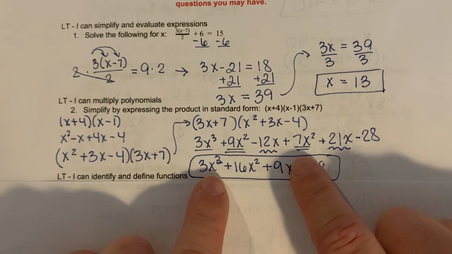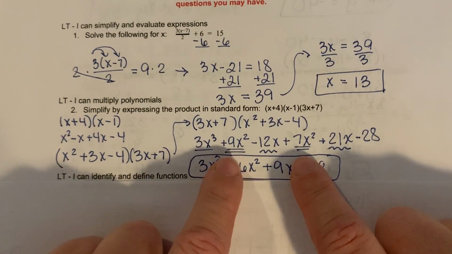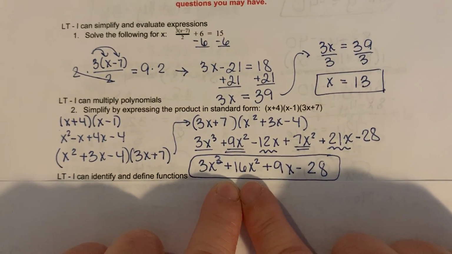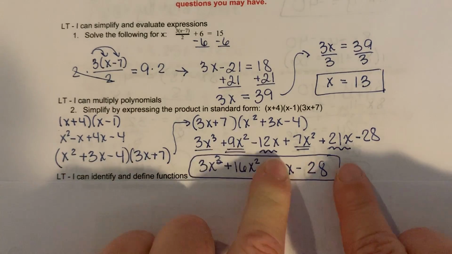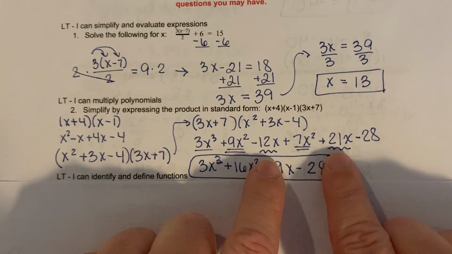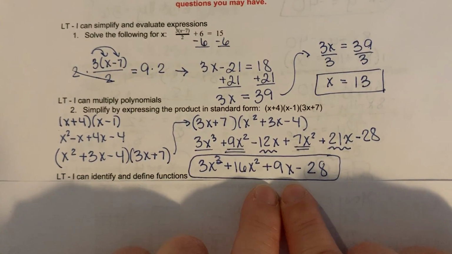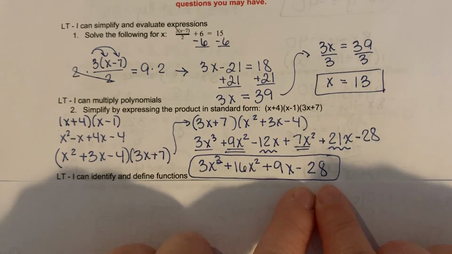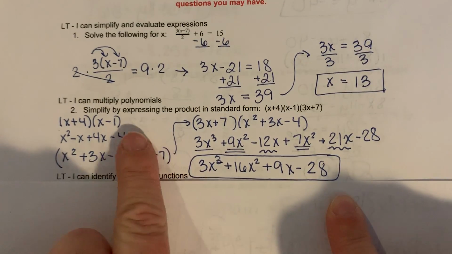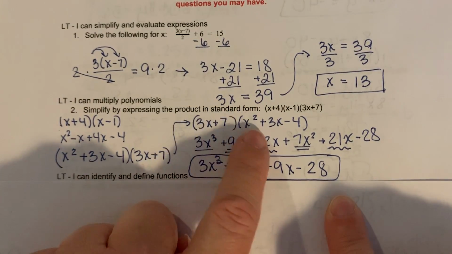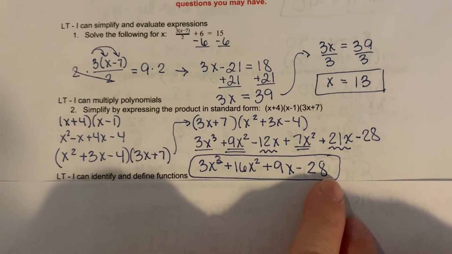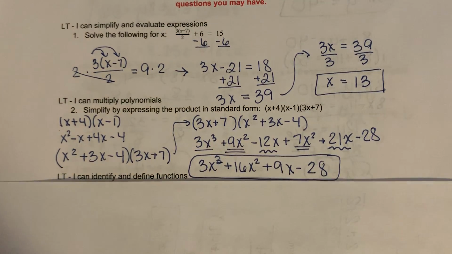Remember, we always start with our highest exponent and work our way down. So that means that we have 9 plus 7, which is 16x squared. Then we combine these. I put squiggly lines under them because they're like terms. Negative 12 plus 21 is actually 9x. And then finally, we just have this negative 28 left over. So that is our final answer when we're trying to express a product in standard form. Remember, standard form means all of them in a row from highest exponent to no variable at all.